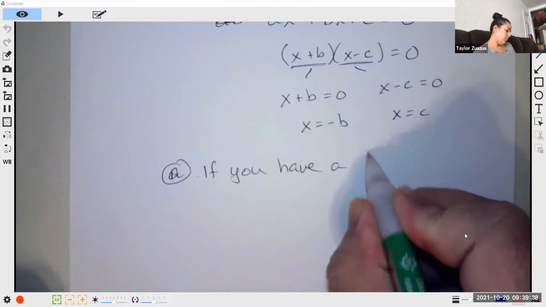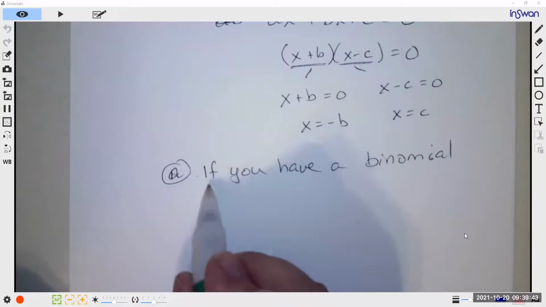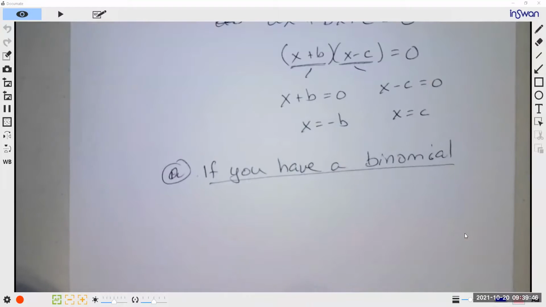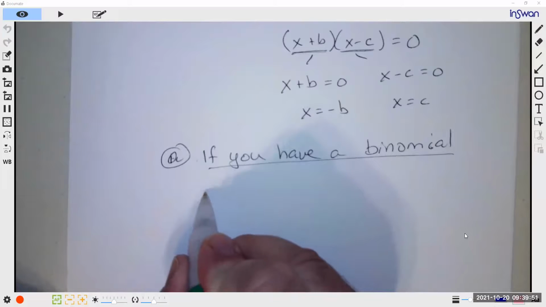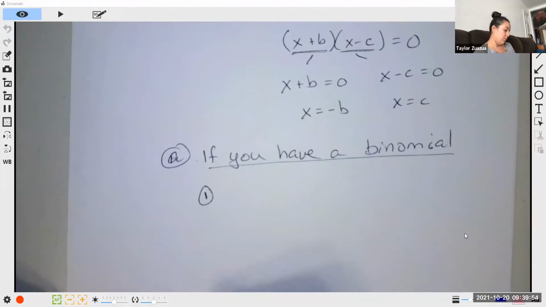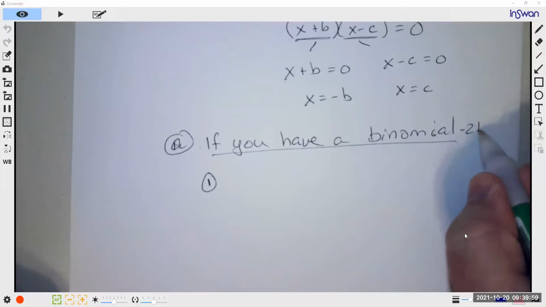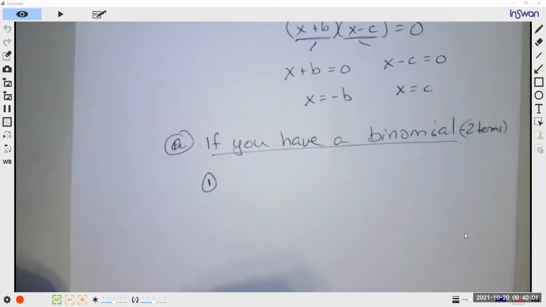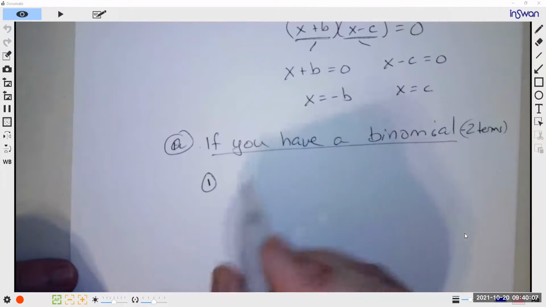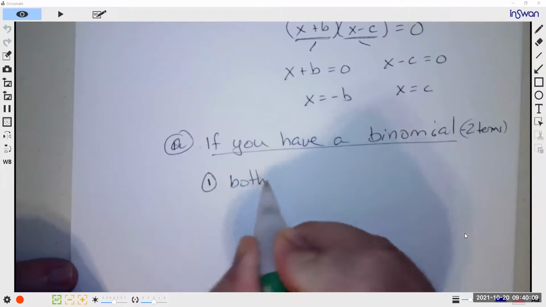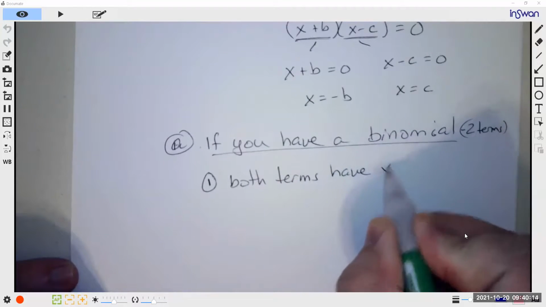If you have a binomial, the binomial means you only have two terms. And so with that, there are two ways that can happen. Both terms have X.